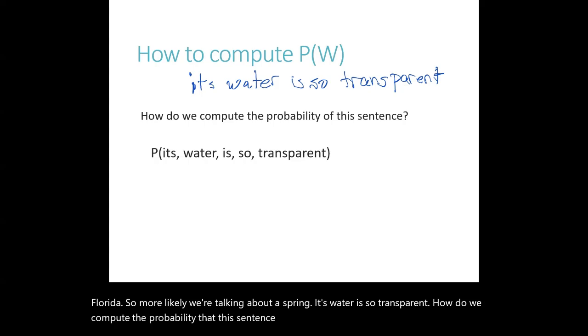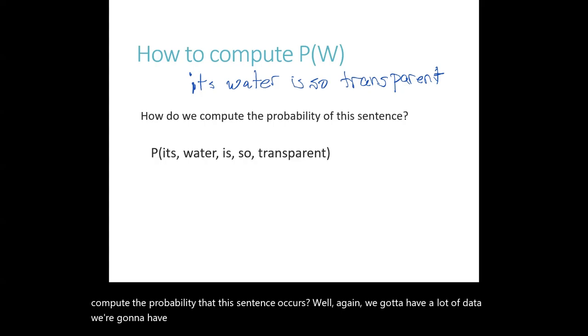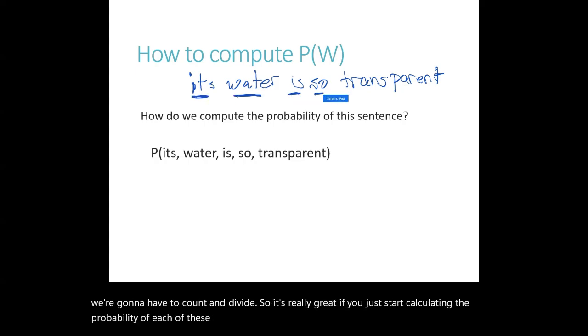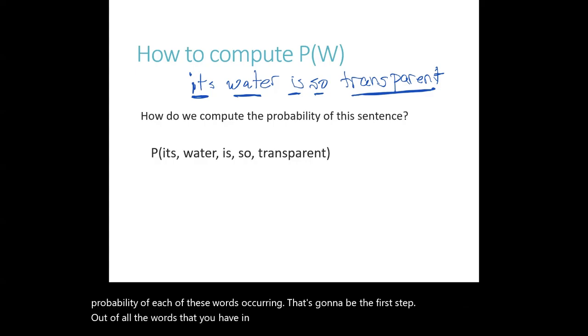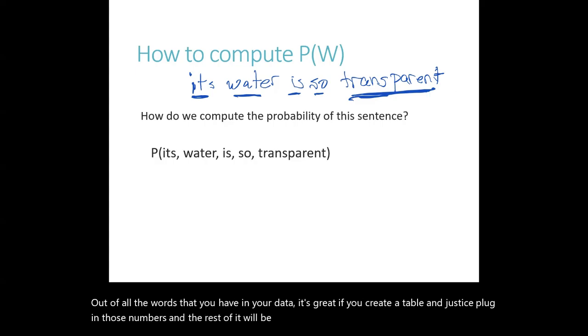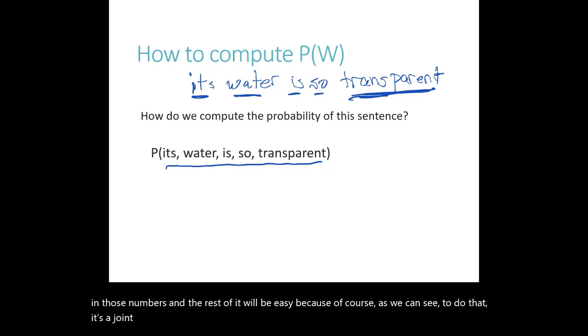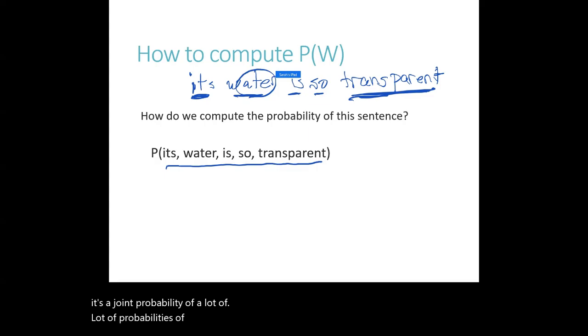Well, again, we got to have a lot of data. We're going to have to count and divide. So it's really great if you just start calculating the probability of each of these words occurring. That's going to be the first step. Out of all the words that you have in your data, it's great if you create a table and just plug in those numbers, and the rest of it will be easy because, of course, as we can see, to do that, it's a joint probability of a lot of probabilities of these individual words here. So we got to plug in the chain rule.